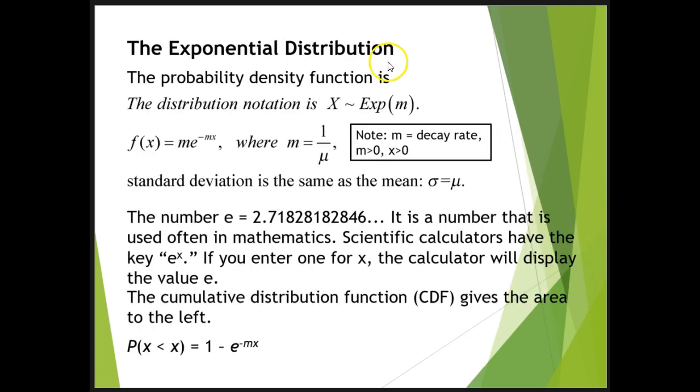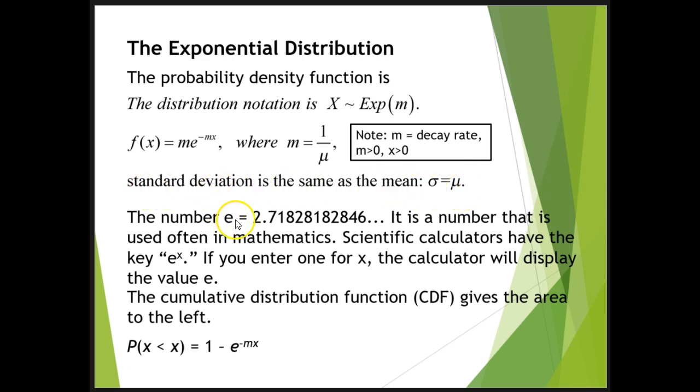So the probability density function is, and here's the notation, x is exponential, and this m represents the decay rate in this scenario. So f of x equals m times e raised to the opposite of m times x, where m, the decay rate, is 1 divided by mu, mu being the mean. So mu is always positive and x always is positive. And in the exponential distribution, the standard deviation equals the mean.